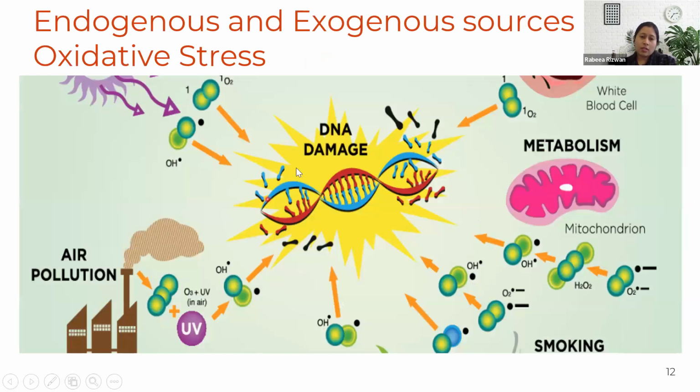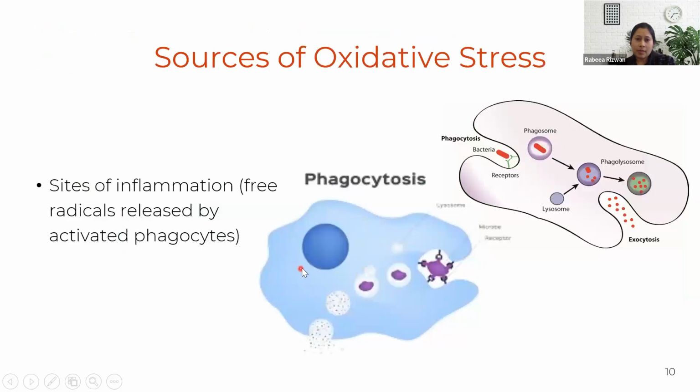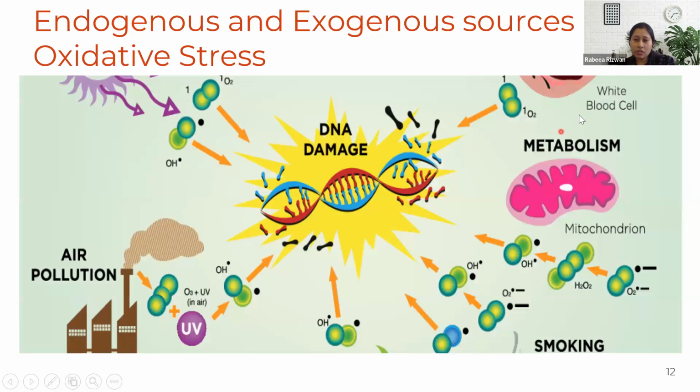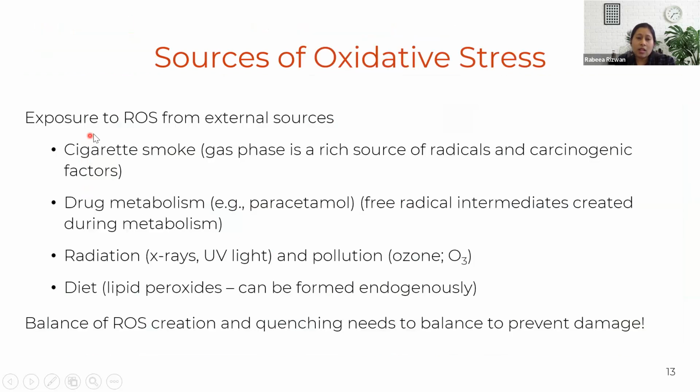Here, this picture is showing examples of the endogenous and exogenous sources of oxidative stress. We have covered the endogenous ones, like metabolism by mitochondria, where superoxides are released. Then phagocytes: during inflammation, reactive oxygens are released that damage our normal cells like the DNA. But there are also some exogenous sources, like smoking, air pollution, X-rays, UV lights, sunlight. So they are highly reactive oxygen species, free radicals.